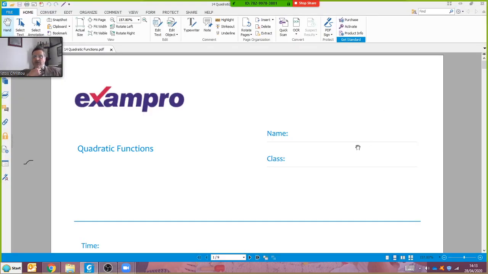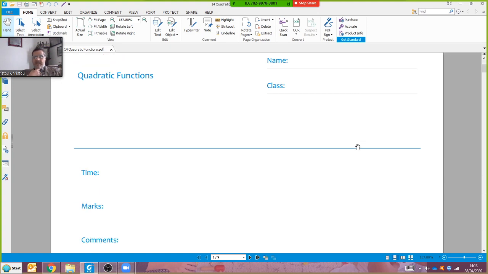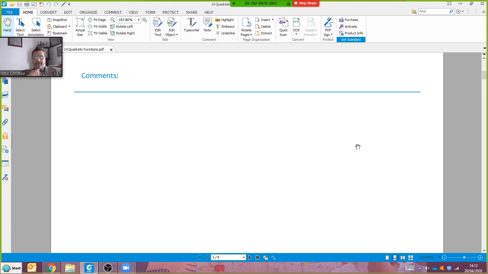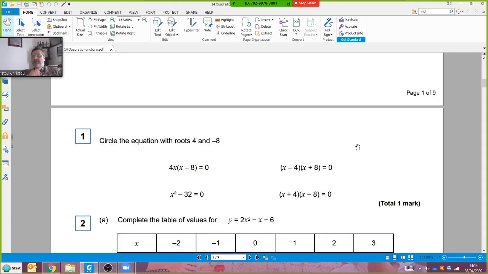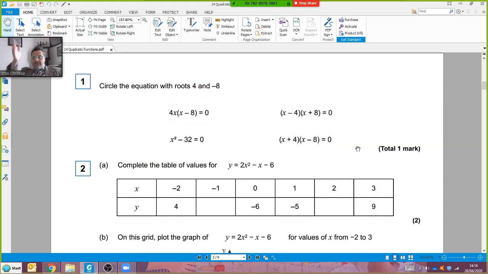This is the sheet on quadratic functions which you would have done had you been in class. Let me talk you through some of it. So all the answers are at the bottom. I couldn't detach the answers and the workings from the actual sheet itself, but we can talk.